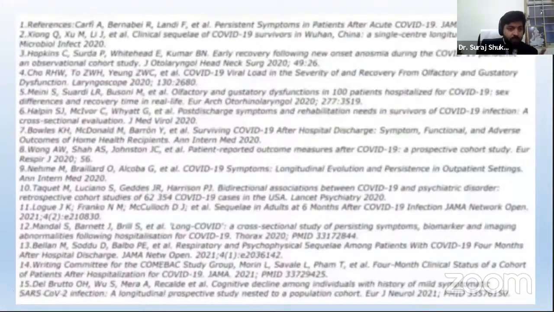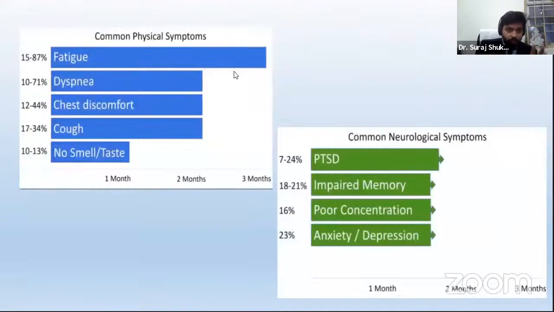These are the several studies which they reviewed, and the next slide will be speaking about all the findings they found. So here you can see I have taken the graph exactly showing out of those systematic review of a number of studies, almost 16 papers were compared, and they found that common physical symptoms were: 15 to 87% of them were having fatigue, which continued from the first month till the third month.